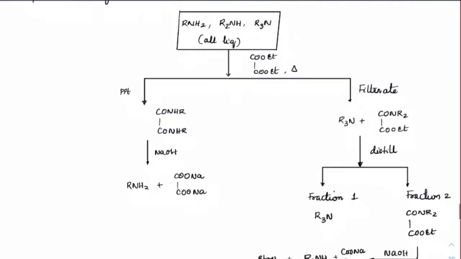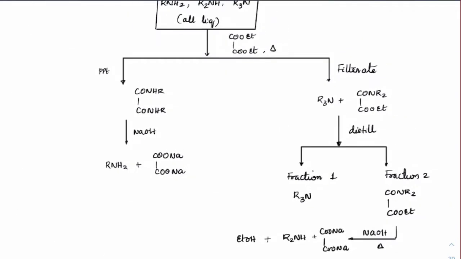On heating, in case we get a filtrate, that could be secondary or tertiary. If it is a precipitate, definitely it has to be primary. React this N-alkyl amide and alkyl diamide with NaOH, and RNH2 will come out and this will appear as a salt here. Sodium oxalate will be formed.